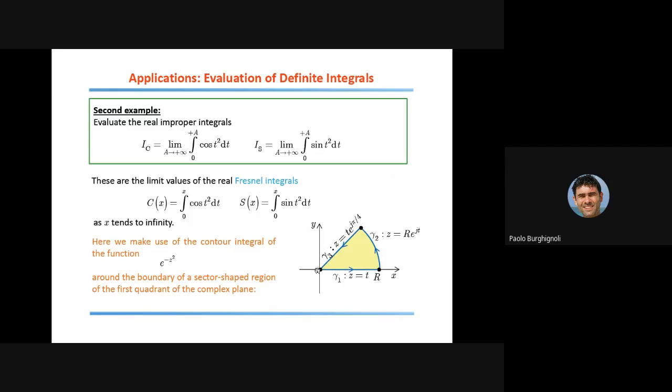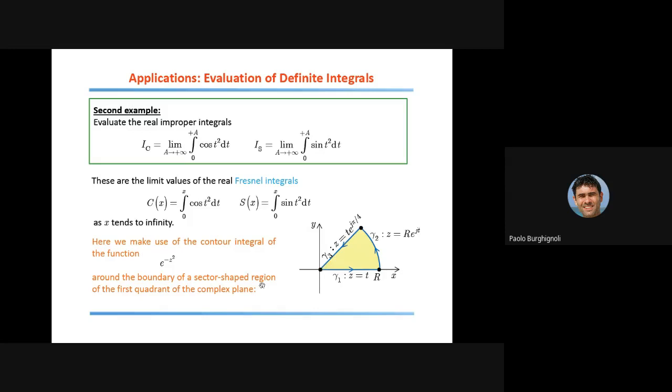Okay, in this case, we will make use of the nice contour represented here, which is sort of a slice of a pie. So we have gamma 1 on the real axis from 0 to the radius r. Then we have an arc, a circular arc of angle pi over 4, which goes all the way to the bisectrix of the first quadrant. And then we go again to the origin running along the bisectrix, along gamma 3.